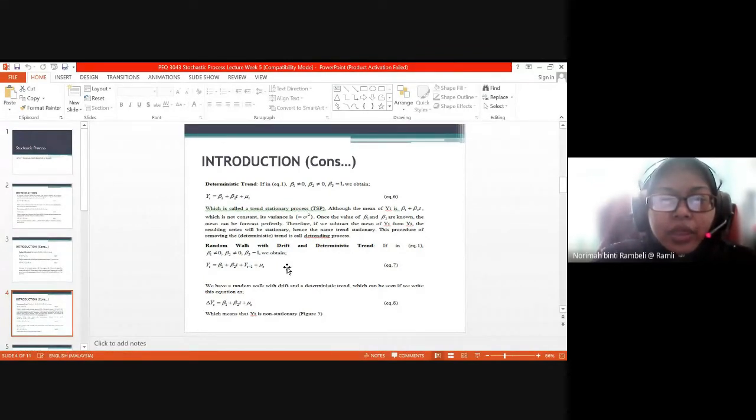If the random walk with drift and deterministic trend is stationary, then equation 7 holds. But if equation 7 is not stationary, then equation 8 holds.